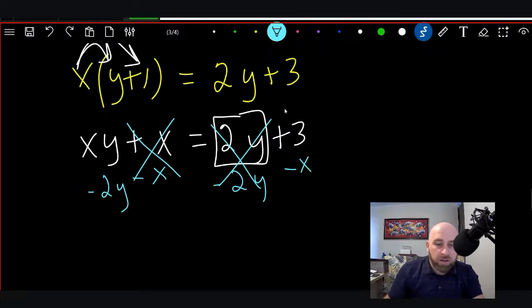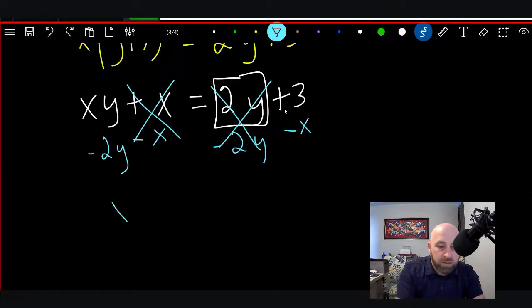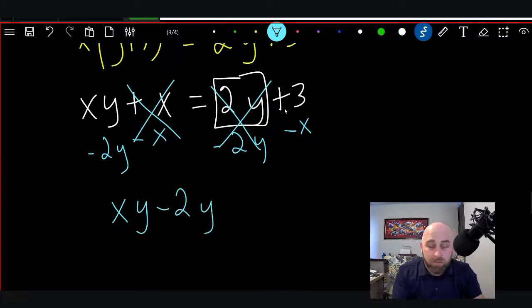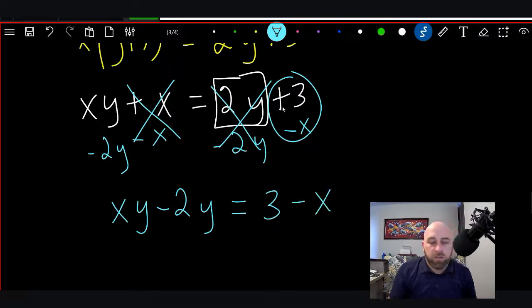So now over here we have this. How are we going to write this? We are going to write this xy minus 2y. We can't combine those. Why not? Because they are not like terms. They're two separate terms. We can't combine. So equals this. We'll call it 3 minus x. We could write it minus x plus 3. Either way is fine, but we'll write it like this. Doesn't matter which way you go.